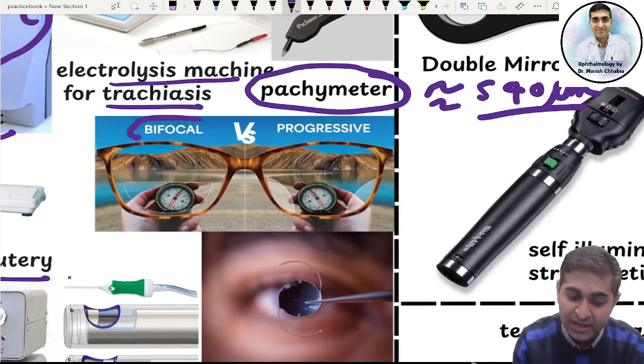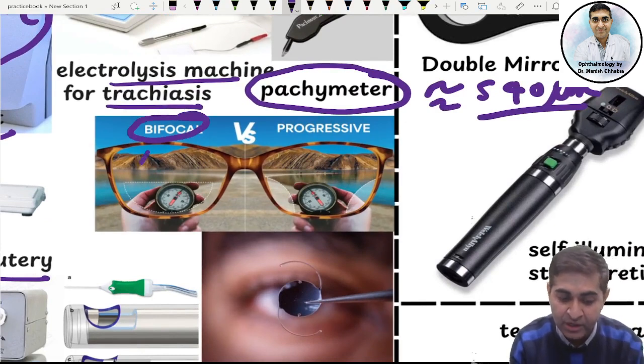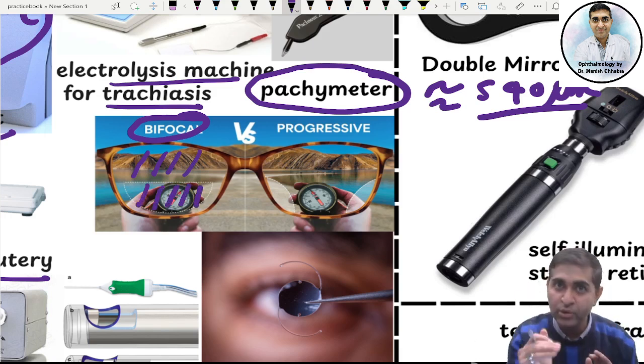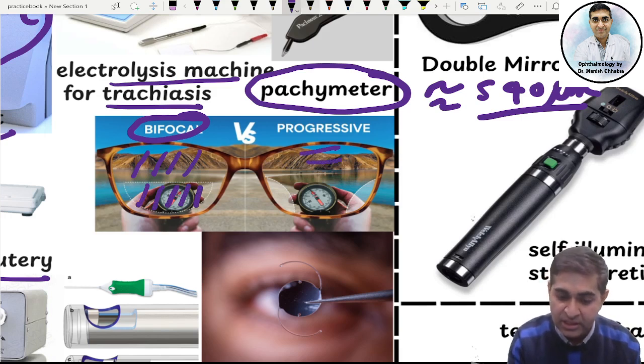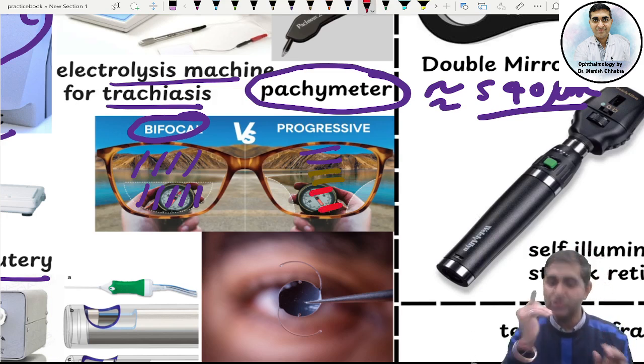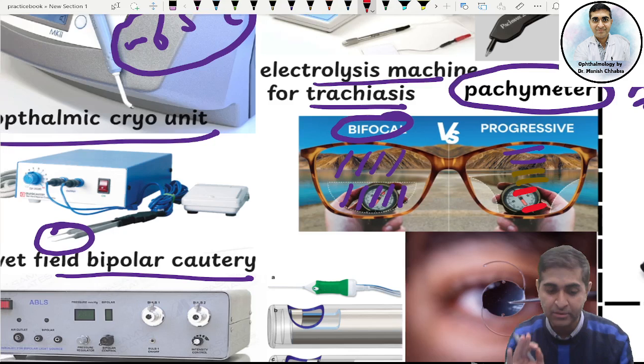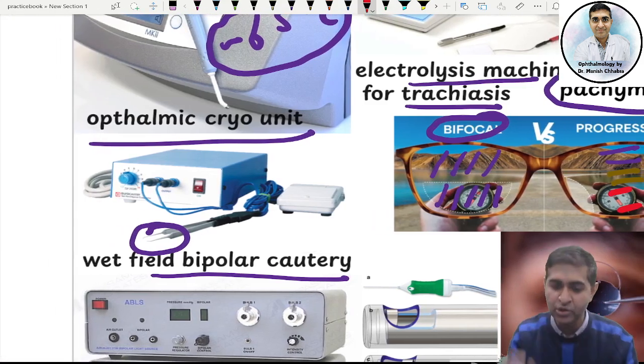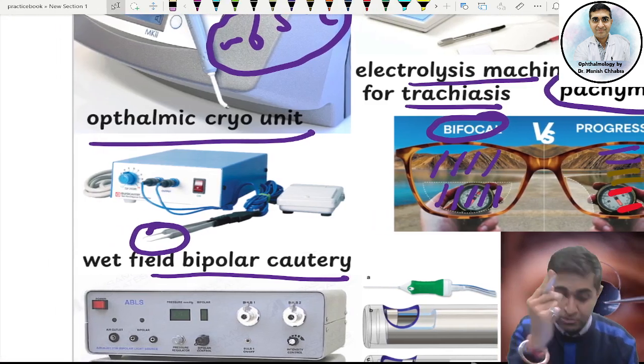Bifocal glasses are those in which you have the glass for distant vision and a glass component for near vision. Progressive is when there is the glass for distant vision, the glass for intermediate vision, and the glass for near vision. So that is your progressive glass. This is the basic terminology that you use for spectacles.